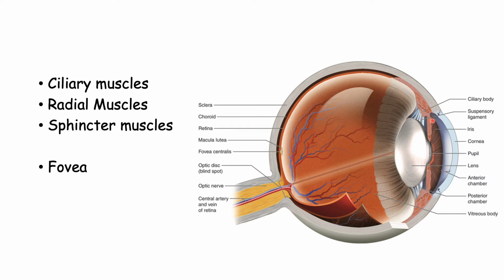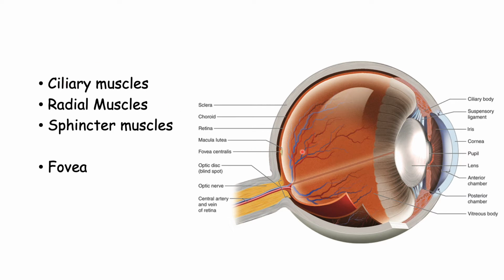There are also the two muscles that make up the iris. These are the radial muscles, which help in dilation of the pupil, also known as mydriasis, and the sphincter muscles, which help in constriction of the pupil, also known as miosis.